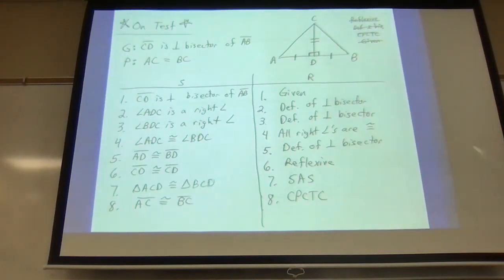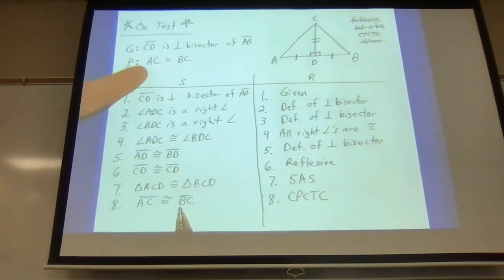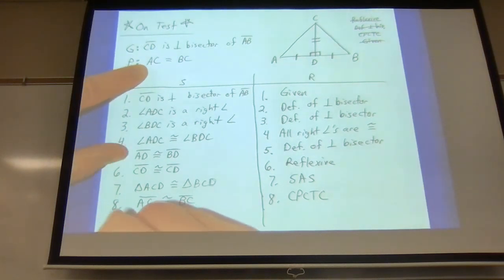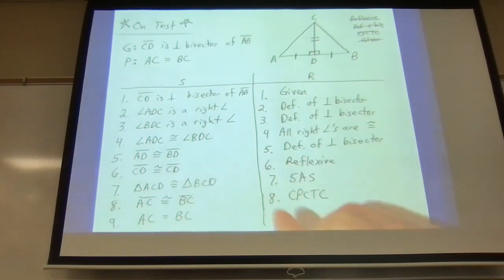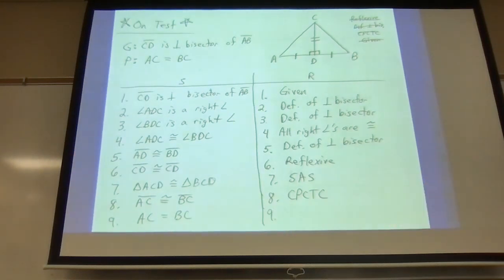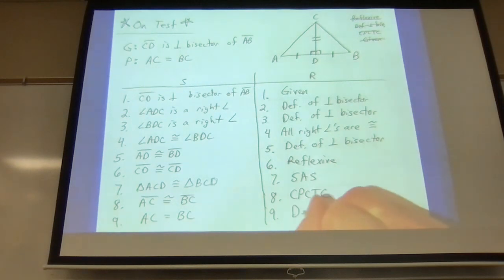And the only thing left to do, we have the parts being congruent to each other. They want us to prove that they're equal. In step 9, we can go from congruent to equal. Going back to the last chapter, anybody remember what allows us to go from congruent to equal? Definition of congruent.